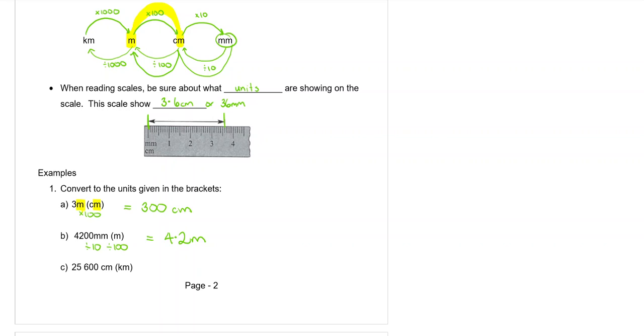The final conversion is 25,600 centimeters that I need to convert to kilometers. So starting with centimeters, which is in here, here is my centimeters. I need to divide by 100 and then divide by 1000 to get down to the kilometers. So let's write that underneath.